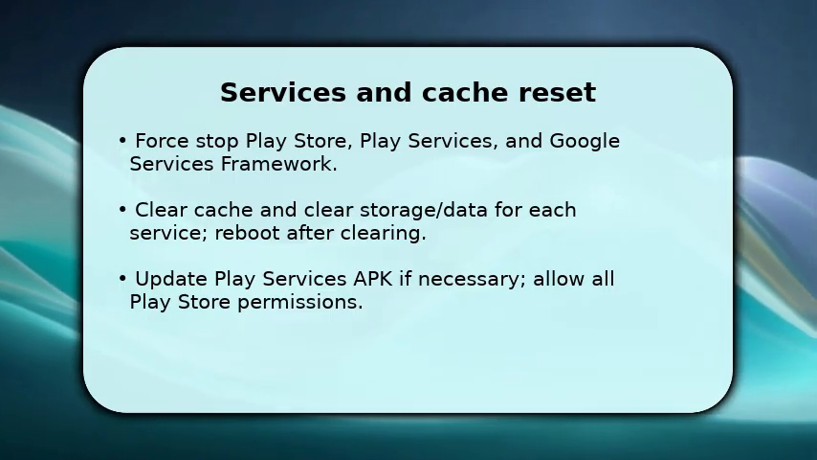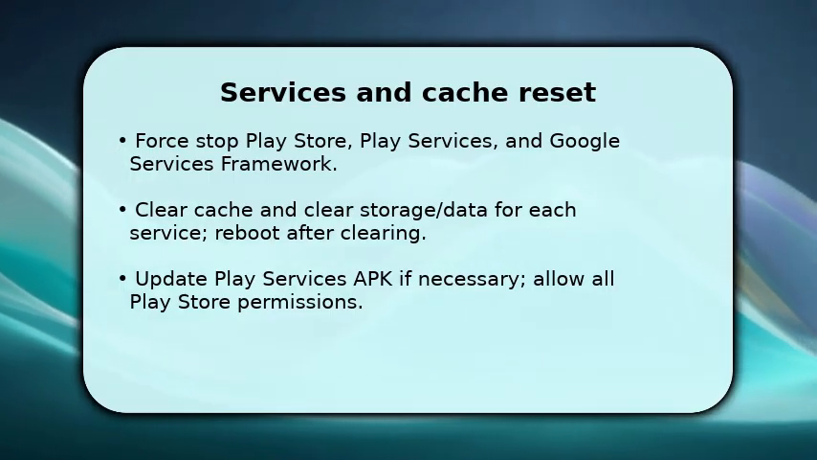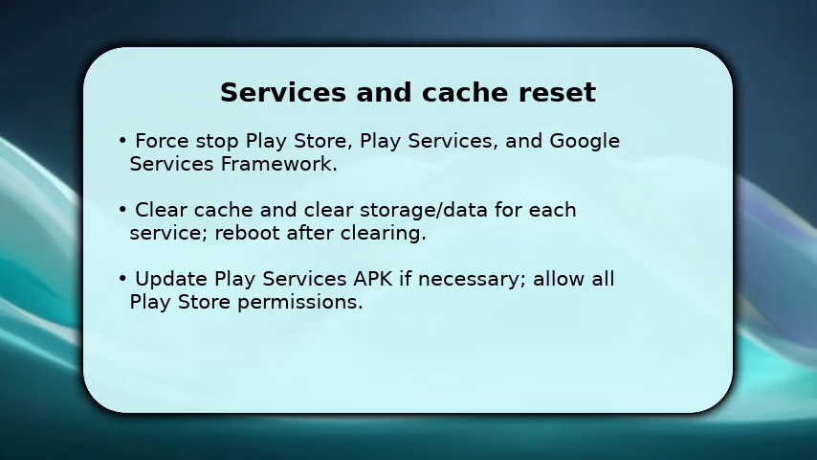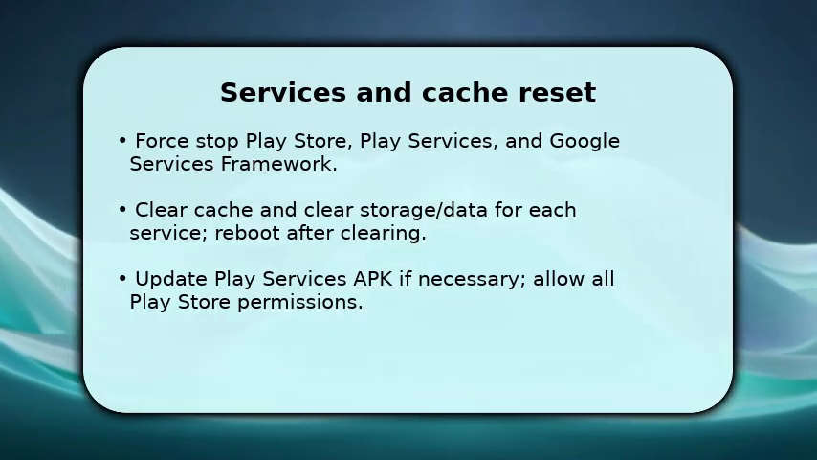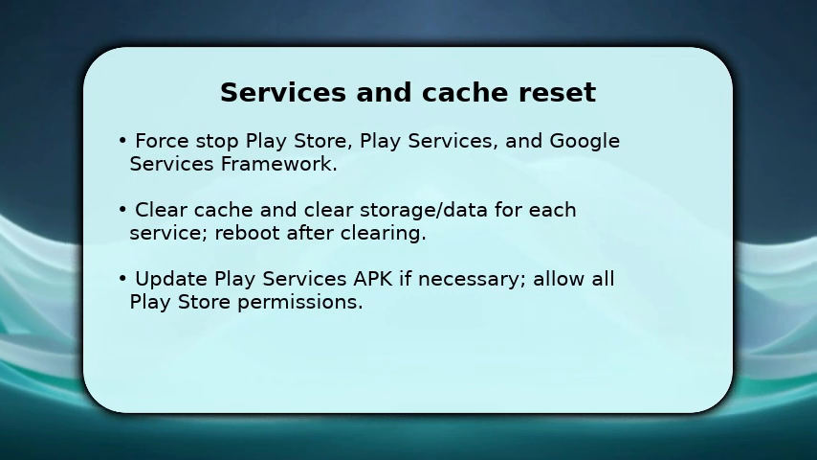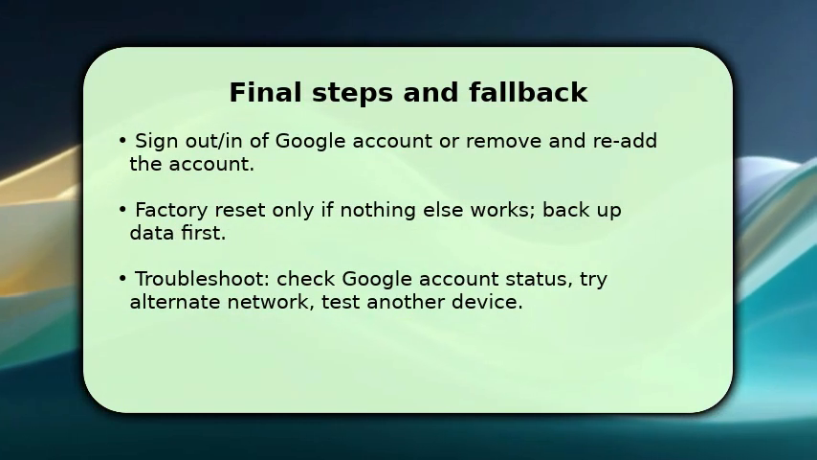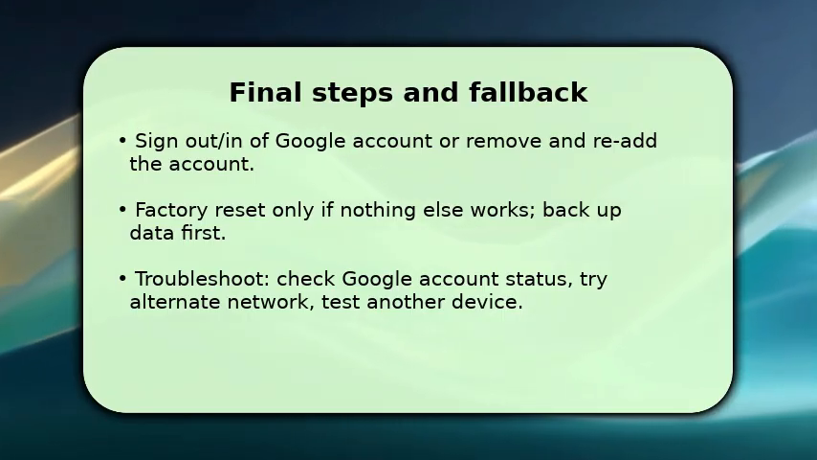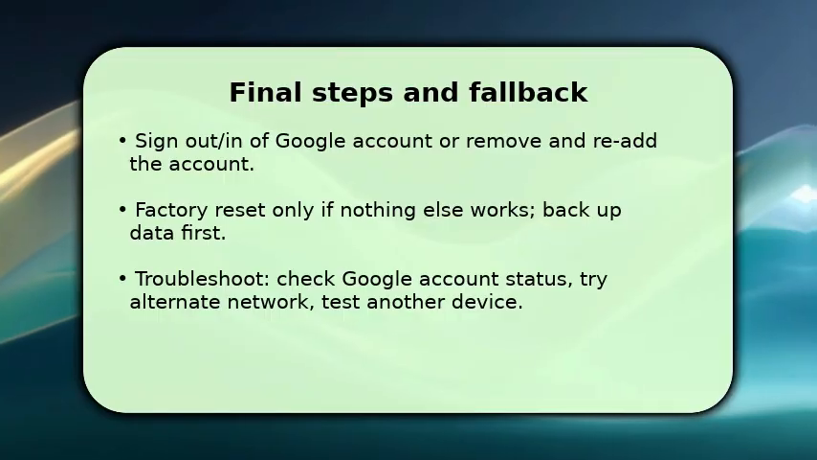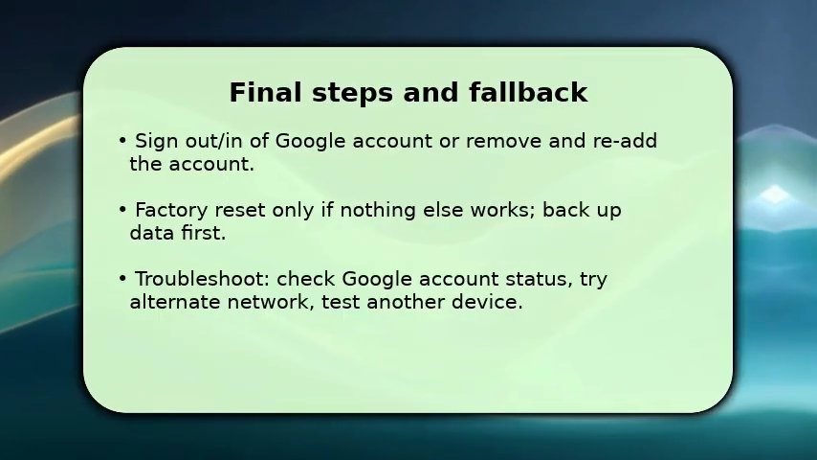If Play Services won't update automatically, sideload the matching APK for your Android version and ABI. Make sure you grant all required permissions, so finish by re-establishing account credentials and testing installs. Sign out of your Google account and sign back in, or remove and re-add the account to refresh tokens. Then open Play Store and try to download a small app.